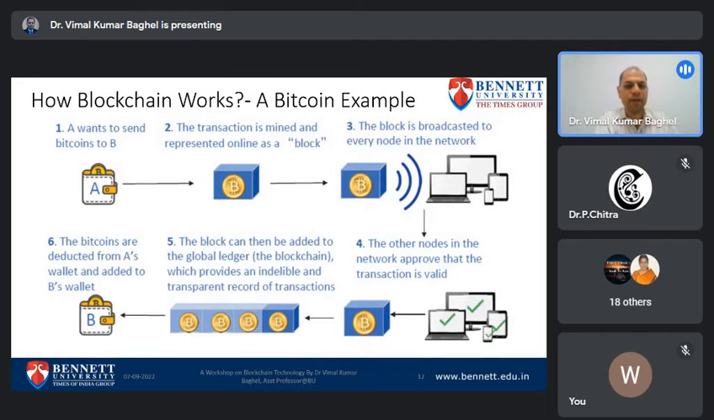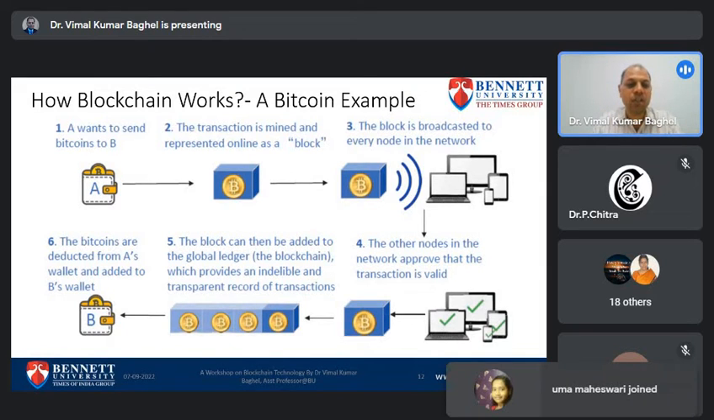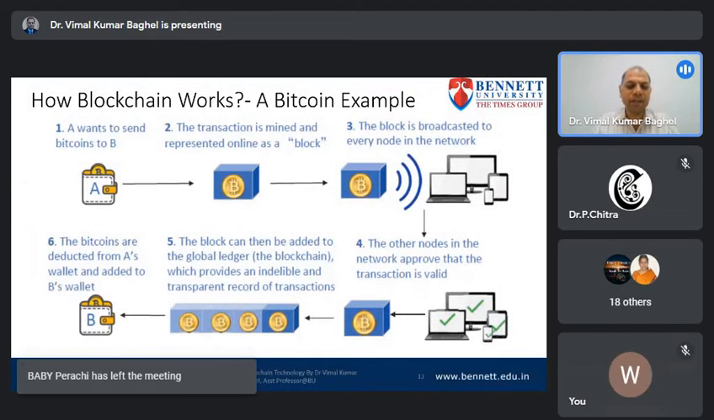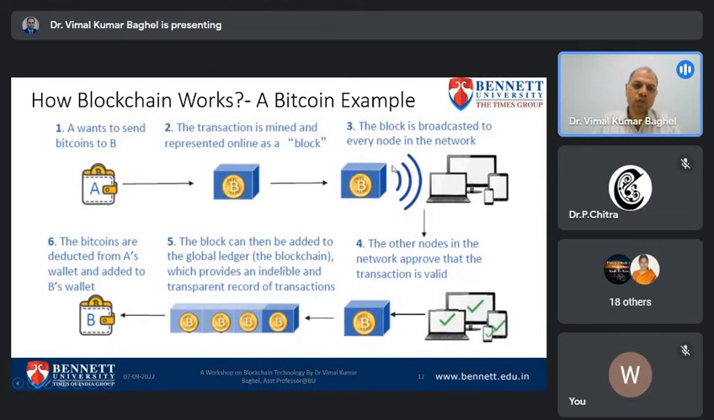an indelible and transparent record across the different nodes. So that will be done, and then finally the bitcoins are deducted from A's wallet and added to B's wallet. The number of bitcoins that are sent from A to B will finally appear in their wallets. So this is also one example of how the blockchain works, in terms of the Bitcoin cryptocurrency.